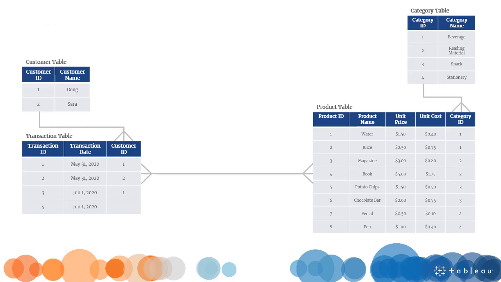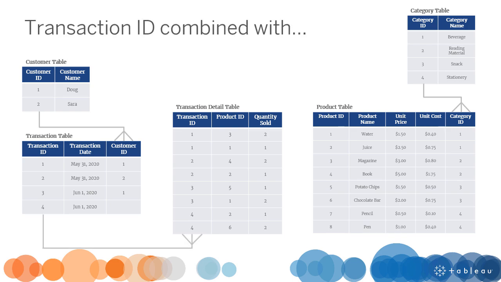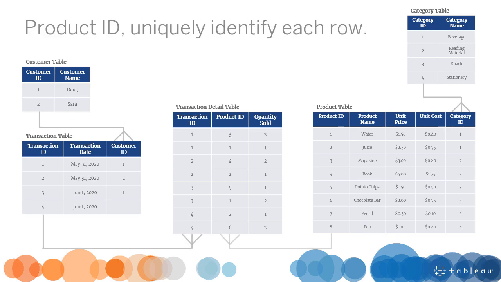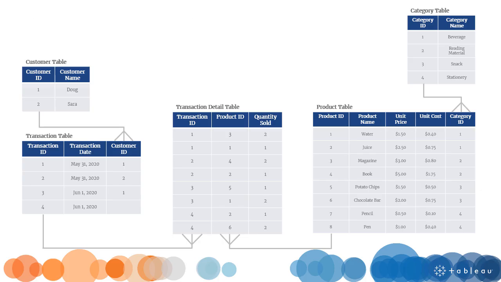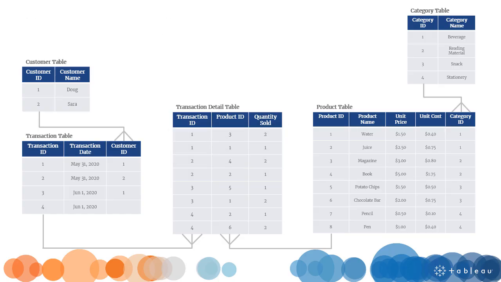Since there is no common field between the two tables, good database design would resolve this issue by adding a transaction detail table in the middle. Transaction ID combined with product ID uniquely identify each row. The quantity sold is also recorded. During transaction 1, 2 magazines and 1 water were purchased. The many-to-many relationship between the transaction table and the product table has been replaced by 2 one-to-many relationships.